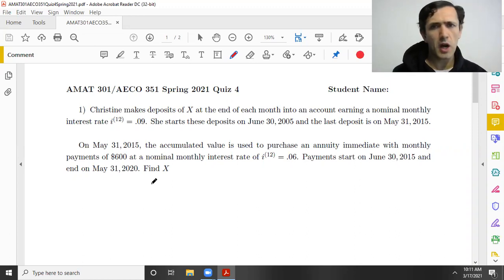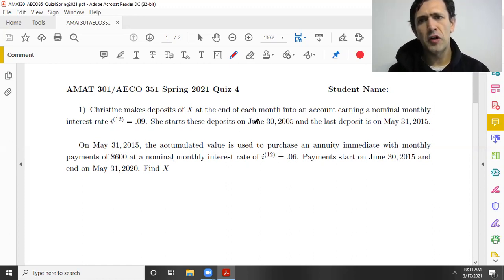Anyway, right. So the first problem: Christine makes deposits of X at the end of each month into an account earning nominal monthly interest, i12 = 0.09. These start June 30th, and the last deposit is May 31st. So the accumulated value of all these deposits is used to purchase an annuity immediate, monthly payments of 600, interest rate i12 = 0.06. Payments start June 30th and end May 31st. Find X.